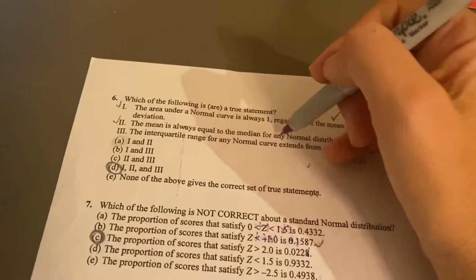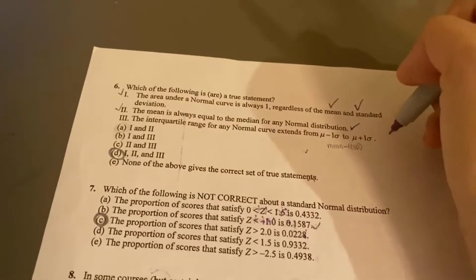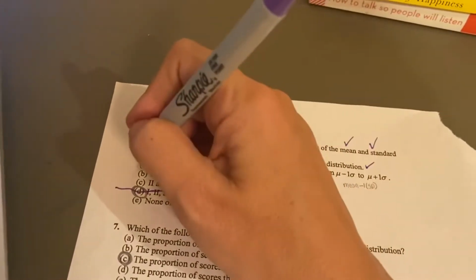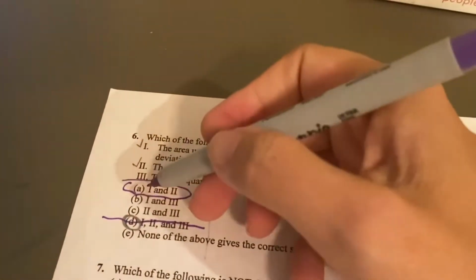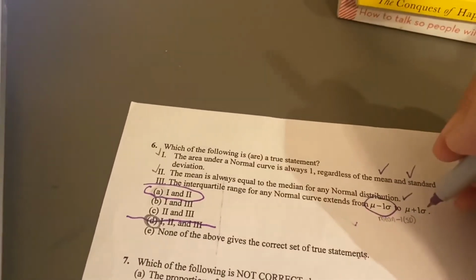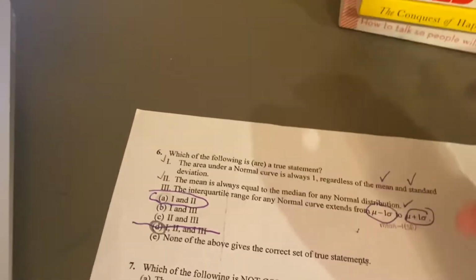The mean is always equal to the median. That would be true. The interquartile range. Okay, so this person got almost everything right, but just 1 and 2. And it looks like they circled it and then changed their mind. The interquartile range is from sigma -1 to sigma +1.